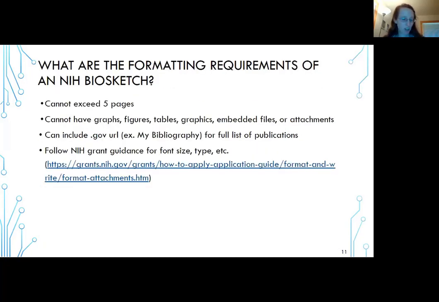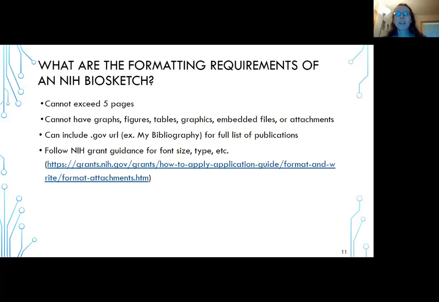So in terms of more general formatting requirements for the NIH Biosketch, the entire Biosketch cannot be more than 5 pages. So that again is why we have to be very intentional about what we include and very concise in the various components. This is not a place to include graphs, figures, tables, anything like that.